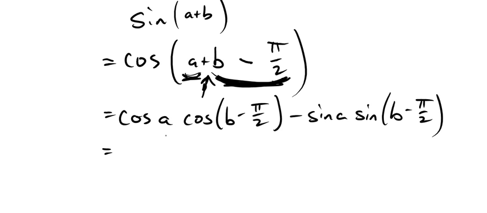So cos A, cos B minus sine A, sine B. But the B is actually B minus pi by 2. Now, use the identities that we already did above and replace cosine of B minus pi by 2 with what it's equal to. Do that.